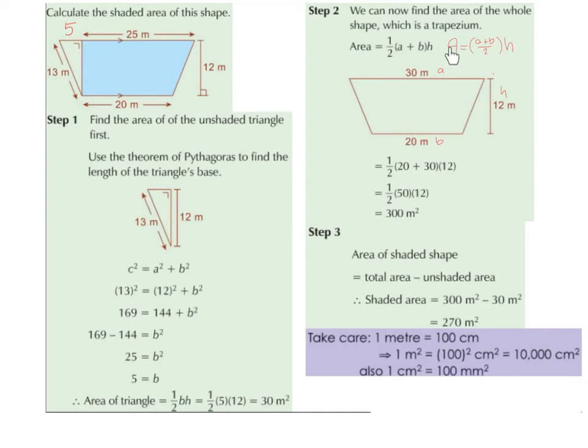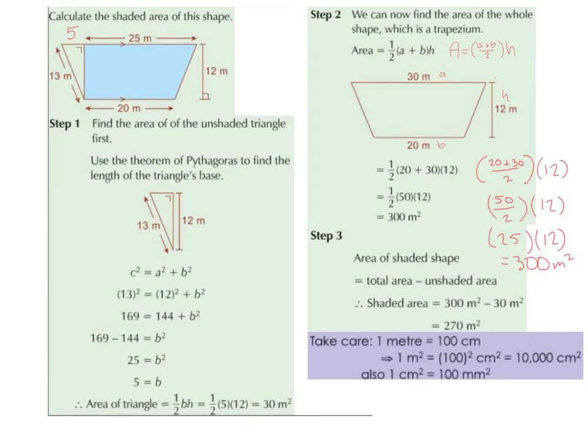And then using this formula, we get 20 plus 30 over 2 multiplied by 12. 20 plus 30 is 50 over 2 multiplied by 12. 50 divided by 2 is 25 multiplied by 12, and 25 times 12 is 300 meters squared.